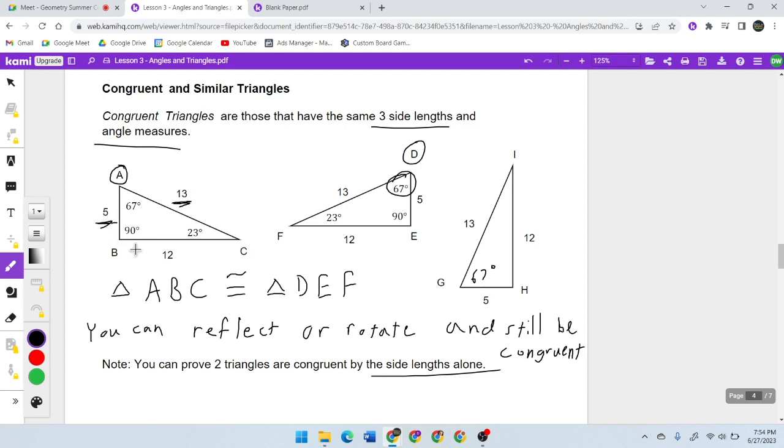So between 5 and 12 is our 90. That's angle H right here. That's going to be 90 degrees. And then between 13 and 12, here and here, that is going to be 23 degrees. And that's how it matches up. Any questions there?